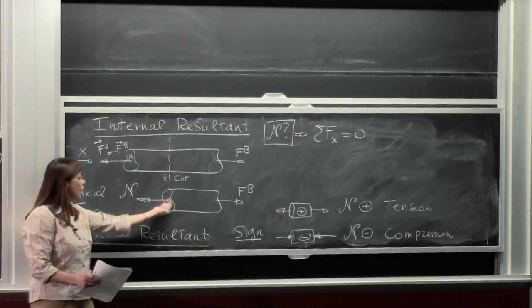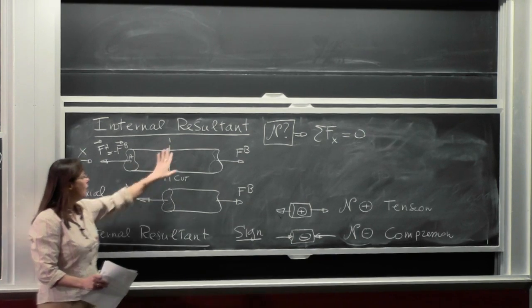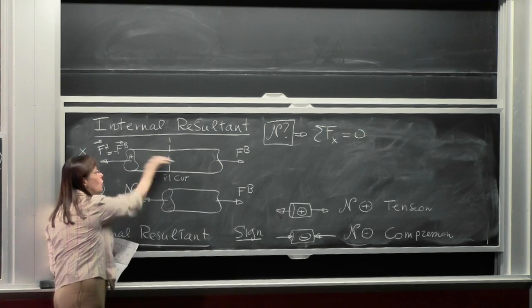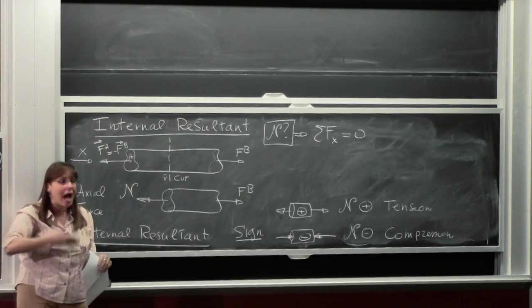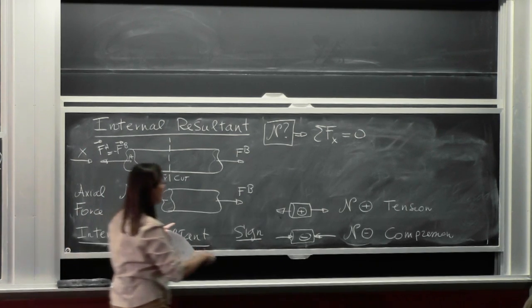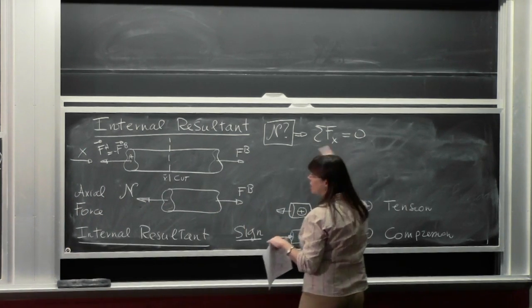You're keeping this chunk, N is coming out that way. If I cut and take this chunk, N, if I look at this part here, will go that way because it will be coming out of the section. Okay? All right. So the sum of the forces in x equals 0.